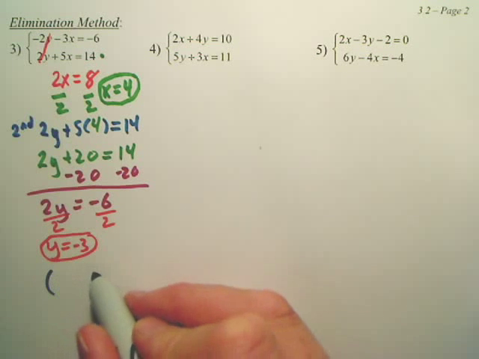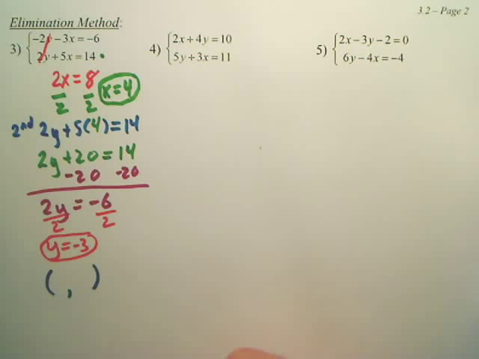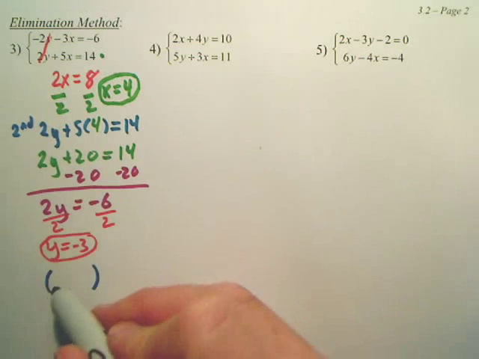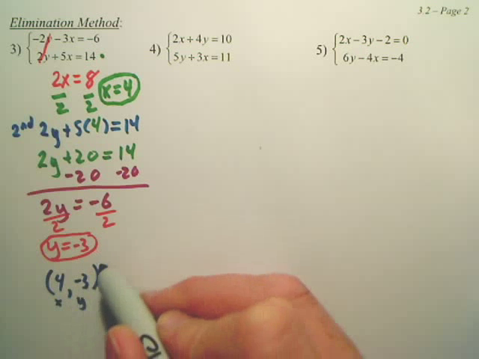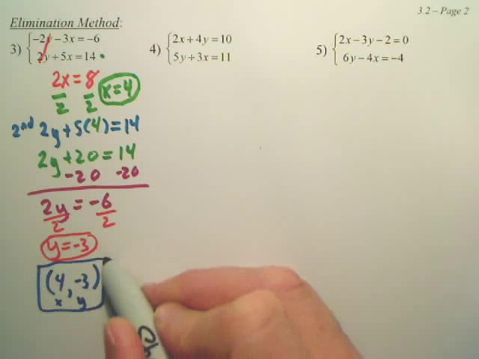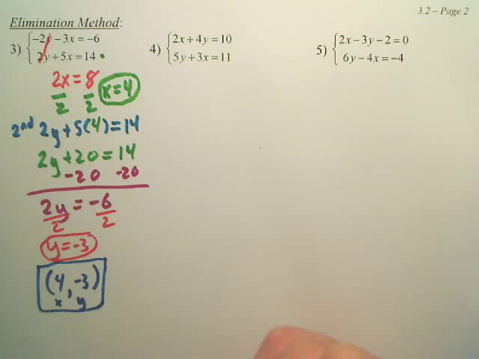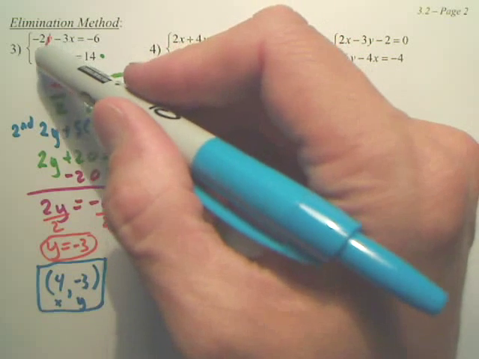The coordinate where these two lines cross would be 4, negative 3. Remember, it goes x, y. You're looking for a coordinate where the two lines cross. It's a really cool method, especially when things are set up nice and easy.